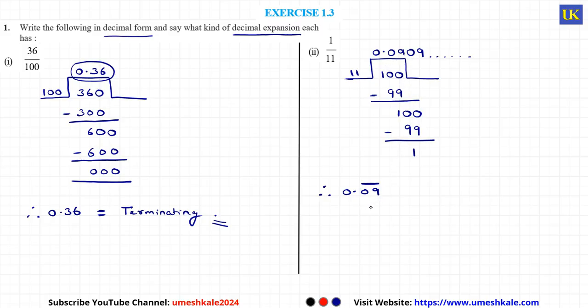Now here, they had asked us to find the decimal form, and we have found it. The second thing they are asking is to name what kind of decimal expansion it is. See here, the decimal is not terminating, but it is repeating. It means it is non-terminating, recurring. So this type of decimal expansion is non-terminating, recurring. Okay, all right. Now next sum we'll see on the next page.